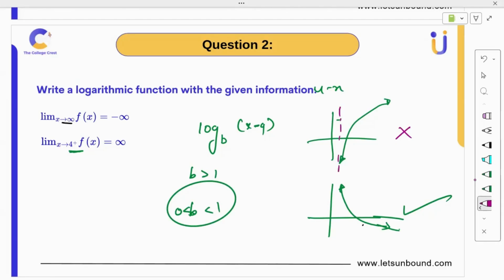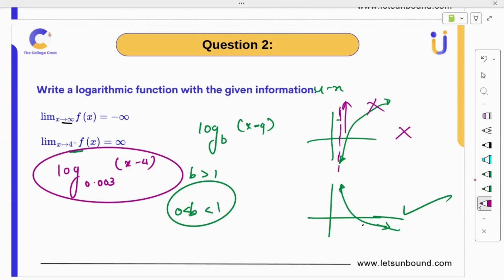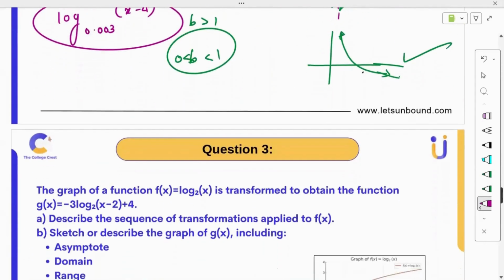Even x equal to 4, you can draw, but if x is equal to 4, it should go to positive infinity. It's the complete opposite. So we pick the graph. And b should be any base between 0 and 1 you can pick. So I'm choosing log base 0.003 of x minus 4. That's it. This is one of the examples. By changing the relevant base, you can get others.